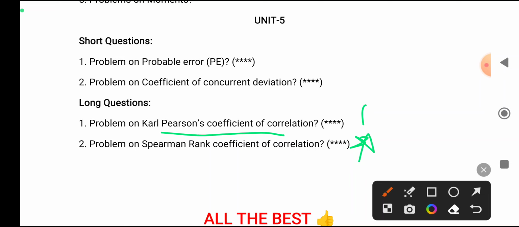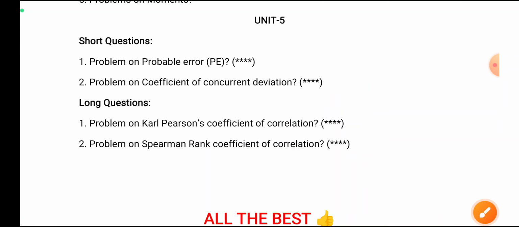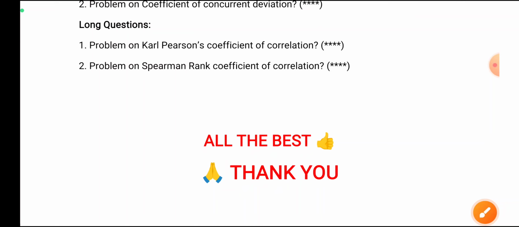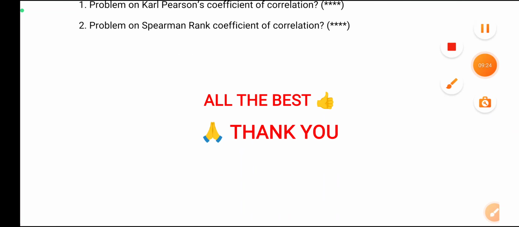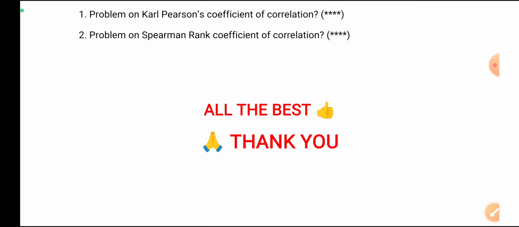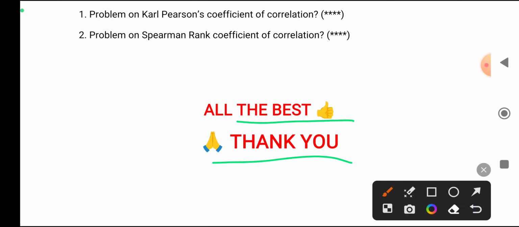And Karl Pearson's coefficient of correlation may be an indirect method or direct method problem. You need to learn all these things, and we are trying to make some important model questions so that they will be useful for you all. If possible, we will provide all those. If you practice those questions and go to the exam, that is enough. Meanwhile, prepare all these types of problems which we just discussed in the video. All the best to you all and thank you.